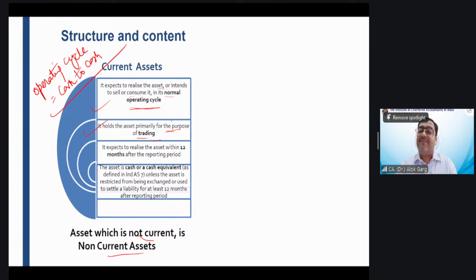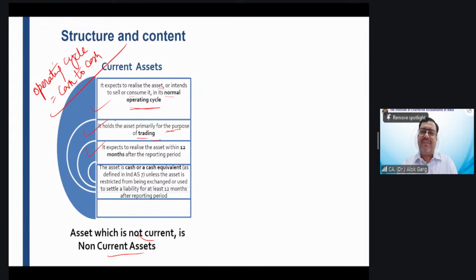So friends, in this case, it is classified as a current asset. Third, it expects to realize the asset within 12 months after the reporting period. So if you expect the asset to be realized within 12 months after the reporting period, in that case, it will also be considered as a current asset.